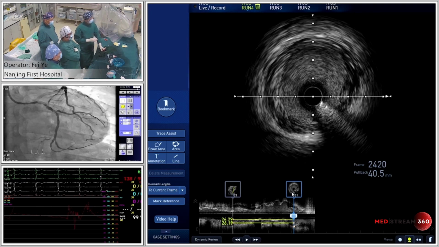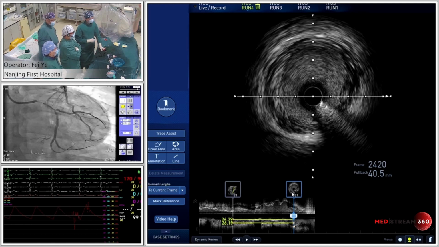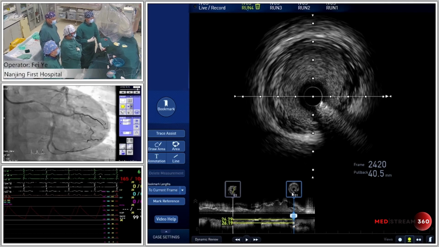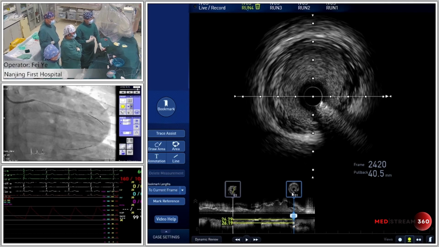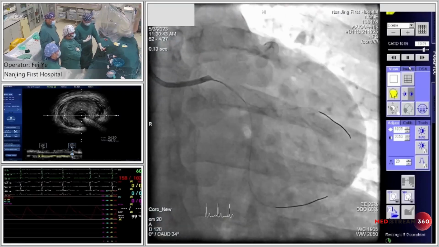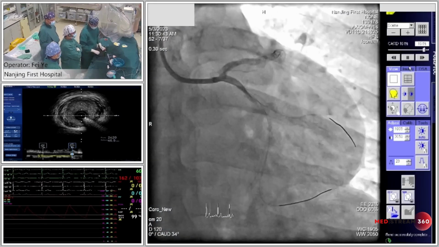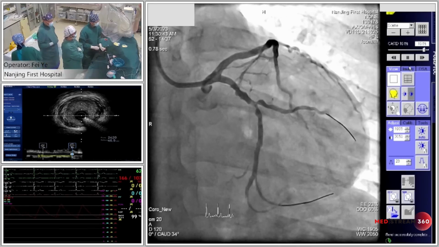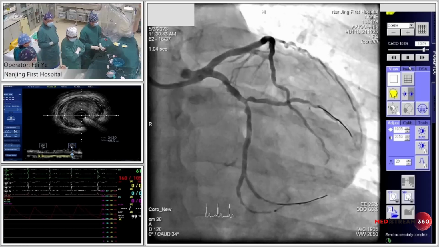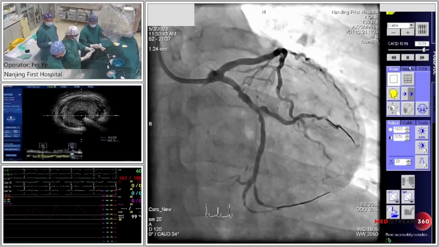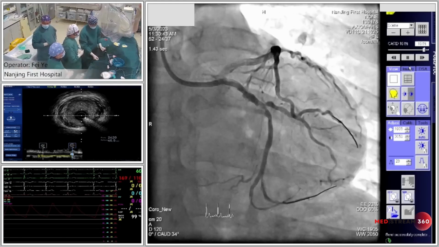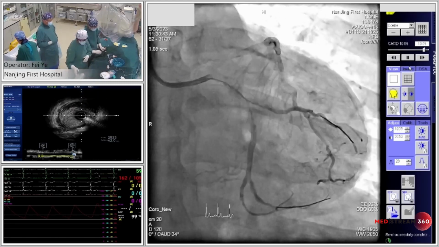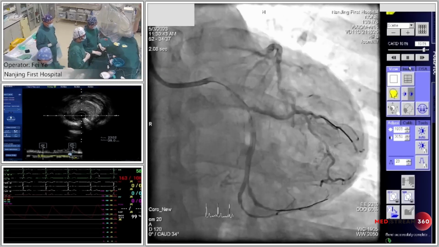Yes, it's smaller. Will you use a jailed wire or aggressively use a jailed balloon? Yes, it's very challenging. For me, for safety, I want to use a jailed balloon. It's safer. So give me 3.5 by 26. 3.5 by 26, from the proximal circumflex to the distal. And the jailed balloon, 2.0 balloon. How to select the jailed balloon size, Dr. Ye?